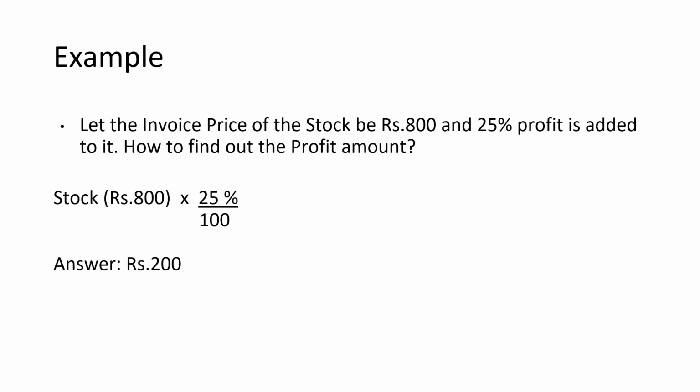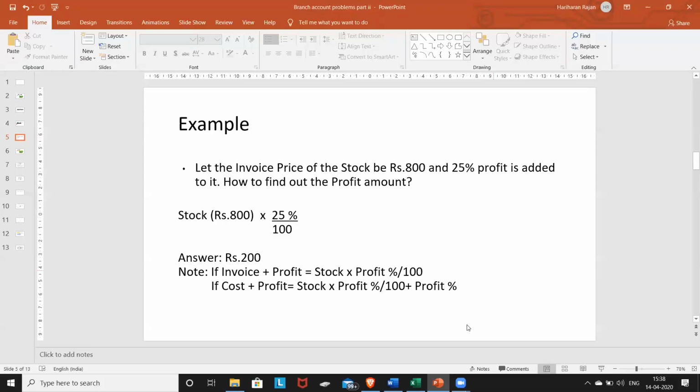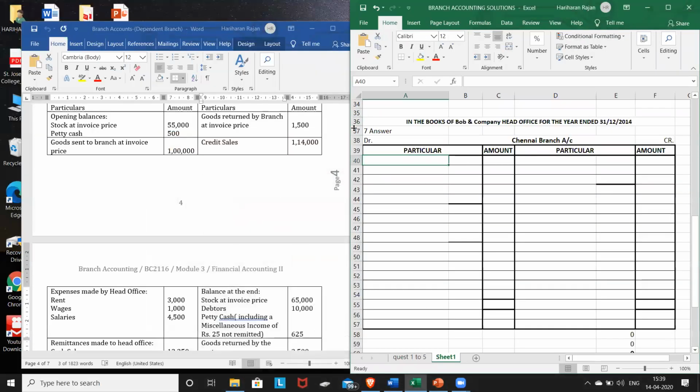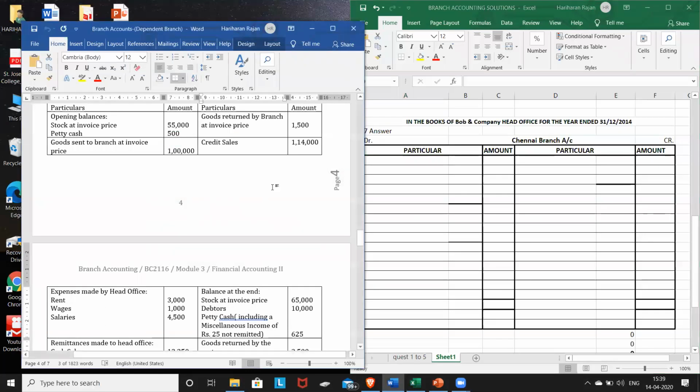So it is very easy for you when you use the formula. Make sure you use the formula and try to solve the problem. So let us solve the problem. Let us look into a question.